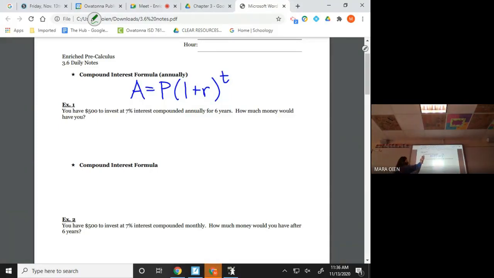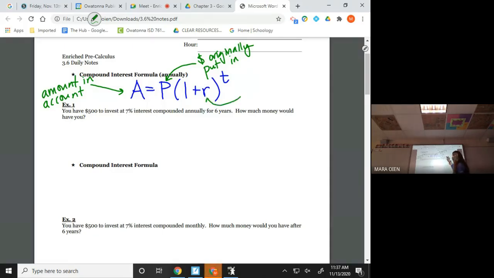The A stands for the amount in your account. So if you were to call up the bank and say, how much money do I currently have? That's the number that they're going to give you. The P stands for the principal, which is really how much money you are putting in to start that account. So I'm going to say the money originally put in. Normally we call that our initial value. That's the initial amount we put in.